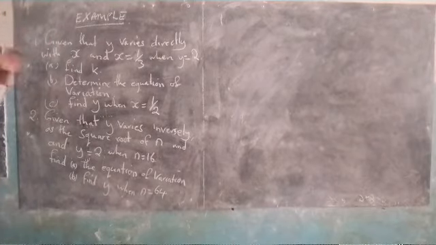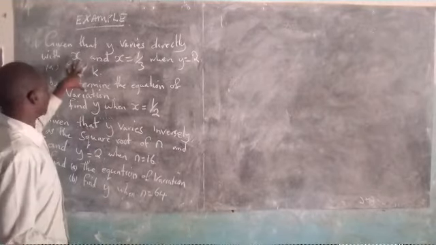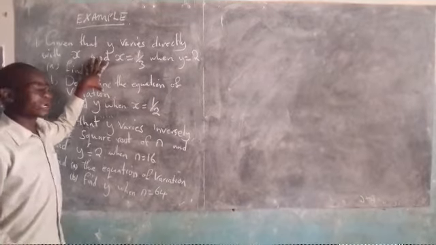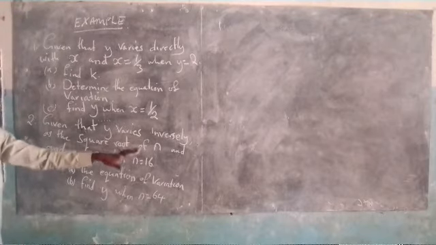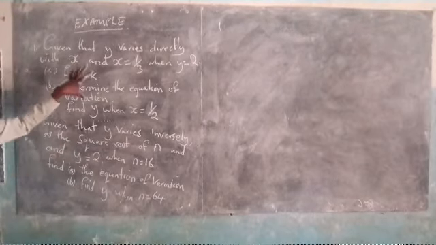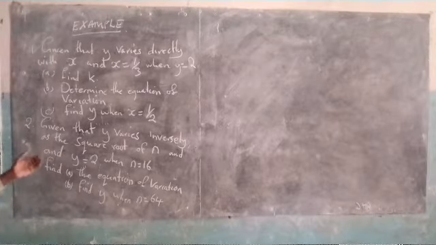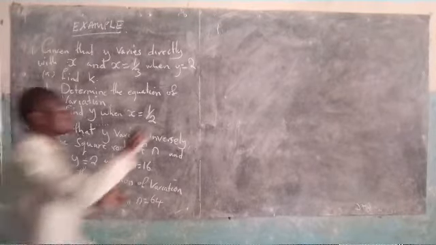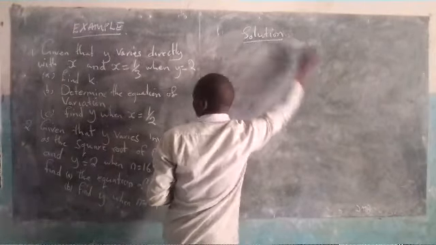Alright, this is an example. This example was gotten from 2 kinds of variation. Example 1, question 1, I got from direct variation. The second one is from inverse variation. So this one will help us know how to calculate a question connected to direct variation, and the other will help us calculate any question related to inverse variation. So, let's look at the solutions to this problem.